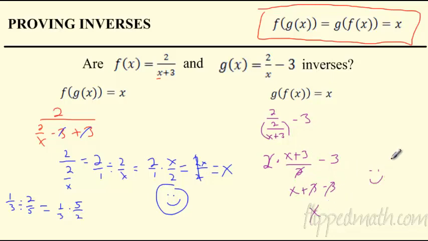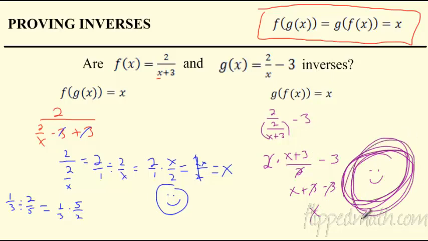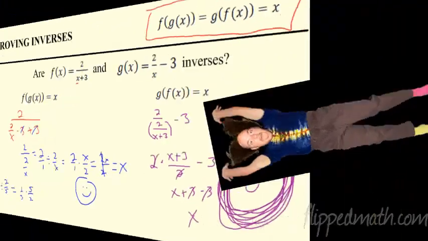So if you're okay with fractions, and Mr. Sullivan's going to do a lot more of that in Chapter 6, that is a nice looking smiley face right there. We proved it. They both equal x. You're good to go.